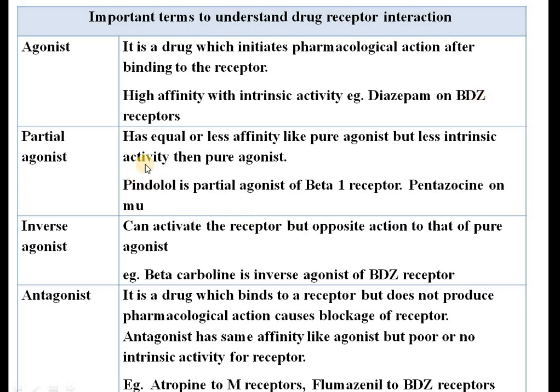Now a partial agonist will also have equal affinity. It has equal ability to bind the receptor, but it has less intrinsic activity. It has equal or less affinity but less intrinsic activity. That means it will also bind to a receptor and will produce pharmacological action, but less than a full agonist. Right? Example, pindolol is a beta blocker. So it is a partial agonist to the beta 1 receptor. Then pentazocine is a narcotic drug. It is also a partial agonist to the mu receptors.